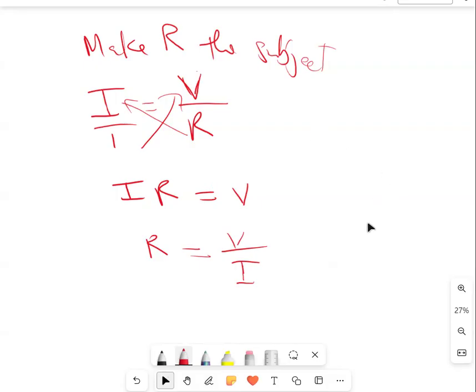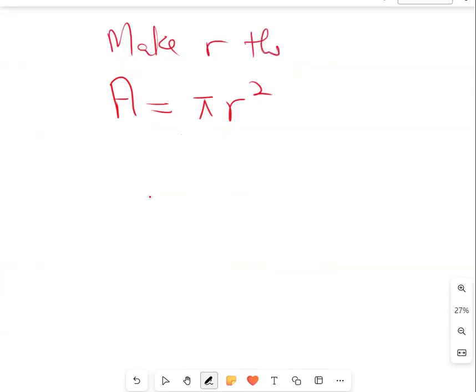Let's try one that involves a square sign. All of you know this formula: A is equal to pi R squared. Make R the subject. Right? A is the subject right now, and you want R. There is more than one way, but let's say you first get rid of this pi by dividing by pi. So A over pi equals R squared.